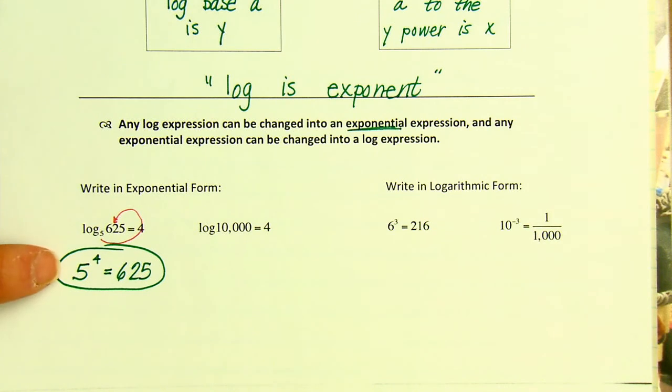This is 5 times itself 4 times. Well, 5 times 5 is 25. The other 5 times 5 is 25, and 25 times 25 is 625.